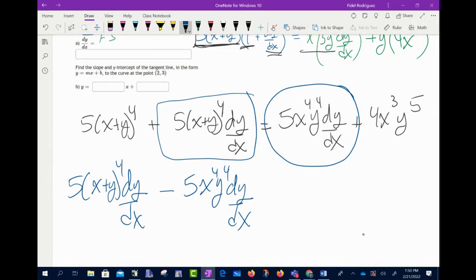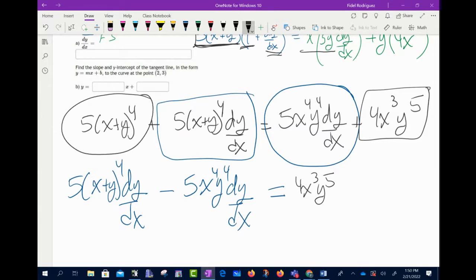Okay. Equals, now, I'm going to leave this guy alone. I'm going to leave that 4x to the third, y to the fifth alone. But can I send this guy to the right side? Because it doesn't have a dy dx. And when I move it over, wouldn't it become a negative 5 times x plus y to the fourth?